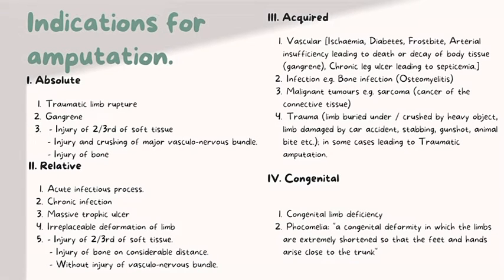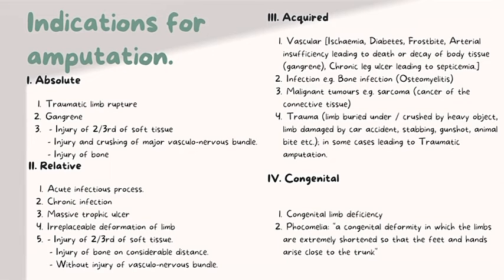We have several indications for amputations. We have absolute, relative, acquired, and congenital. For absolute, we have traumatic limb rupture, gangrene, injury of 2/3 of soft tissue, injury and crushing of major vascular nervous bundle, injury of bone. And for relative, we have acute infectious process, chronic infection, massive trophic ulcer, irreplaceable deformation of limb, injury of 2/3 of soft tissue, injury of bone on considerable distance, without injury of vascular nervous bundle.